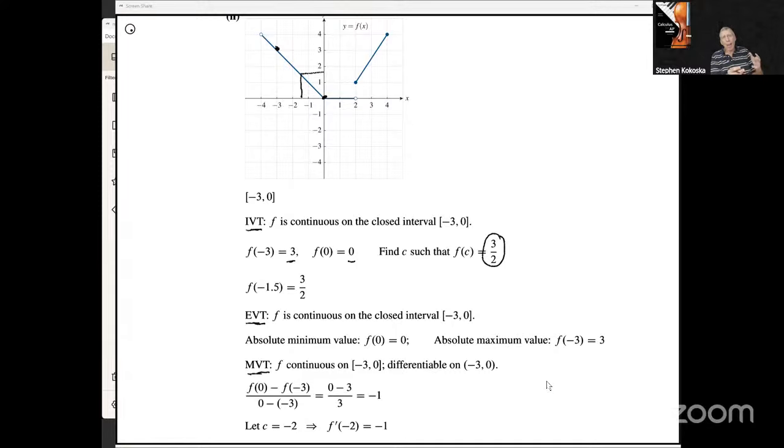And yes, I'm making use of a little bit of that straight line. I know about that line. I know its slope. I know the points that it goes through. And that's how I found the absolute max and min.